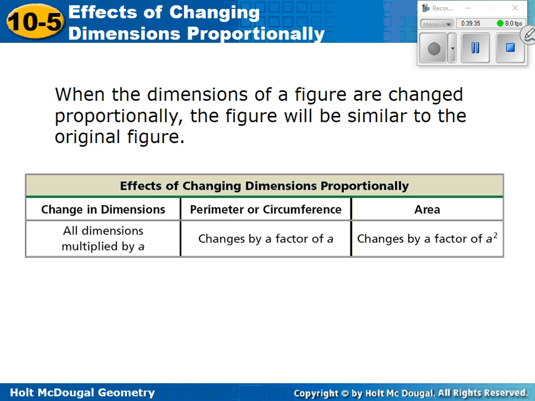the area is multiplied by what? Not 2A. Remember, we found out that 1/5 times 2 is not 1/25. So what did we actually end up doing to this 2 to get 4, or this 1/5 to get 1/25? We squared it. 2 squared is 4. 1/5 squared is 1/25. So the area is multiplied by A squared.